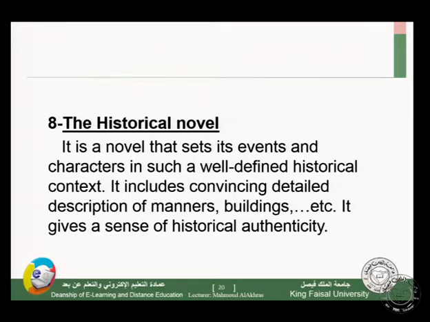We are going, for example, to talk about the Georgian age, the Victorian age, or we can take the context from another historical period and we put our characters, our plot, our theme in this setting. It includes convincing detailed description of manners, buildings, etc. It gives a sense of historical authenticity. So it will seem as a real story about life.